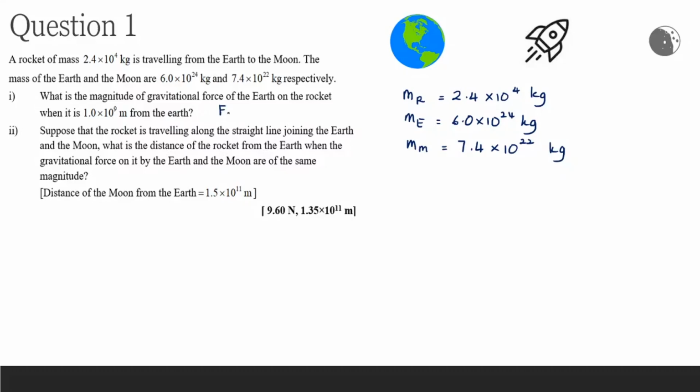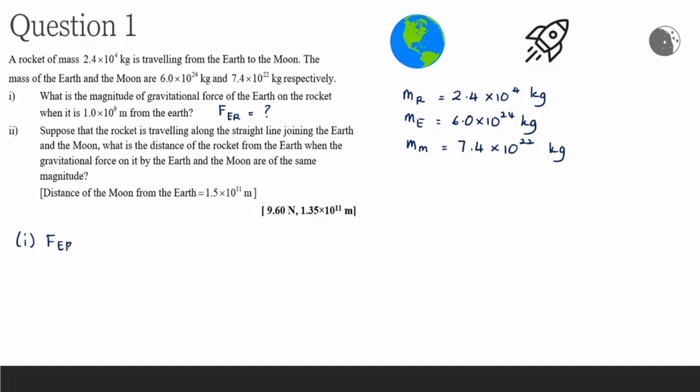So force of the Earth on the rocket. Okay, because when we are determining gravitational force, it has to involve two bodies. So in this question, it's referring to Earth and the rocket. So you have to have two masses. So to figure FER, they gave us distance 1 exponent 9 meters from rocket to the Earth. Then number 2, determine distance of the rocket from the Earth. Okay. So let's try number 1 first.